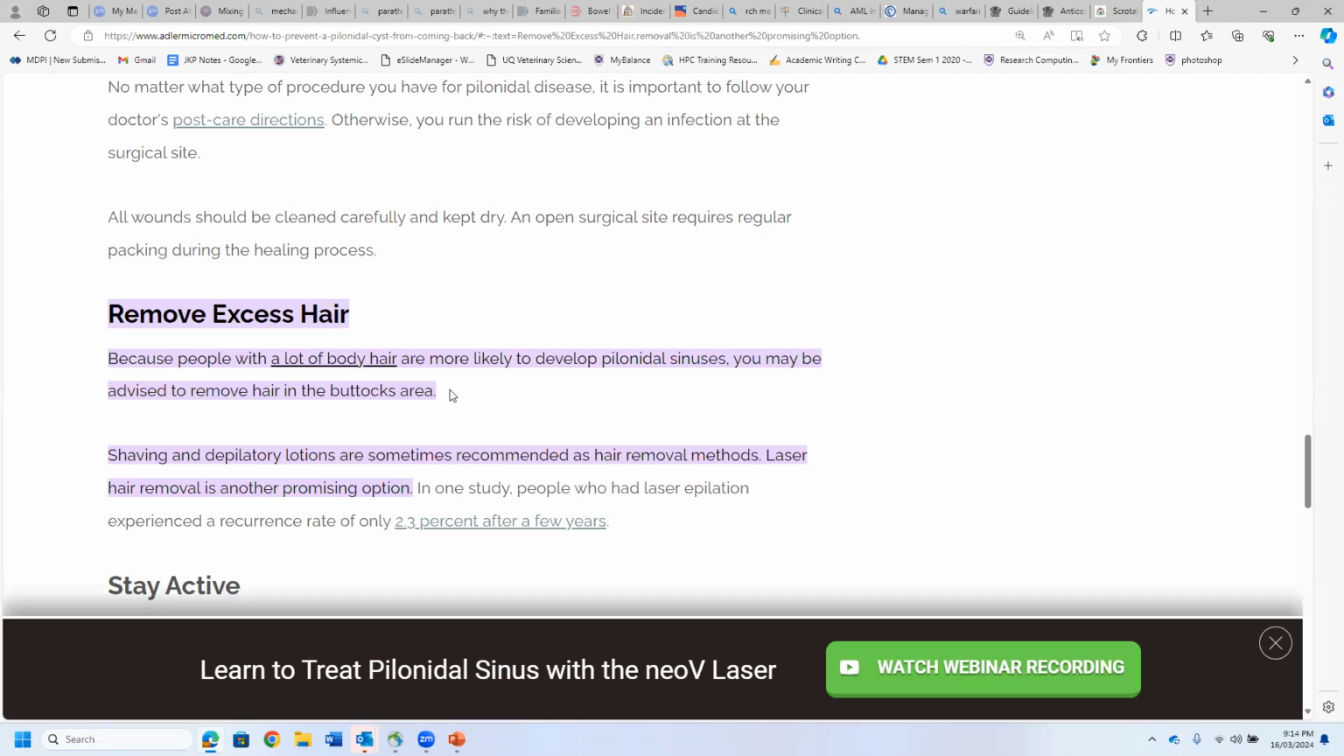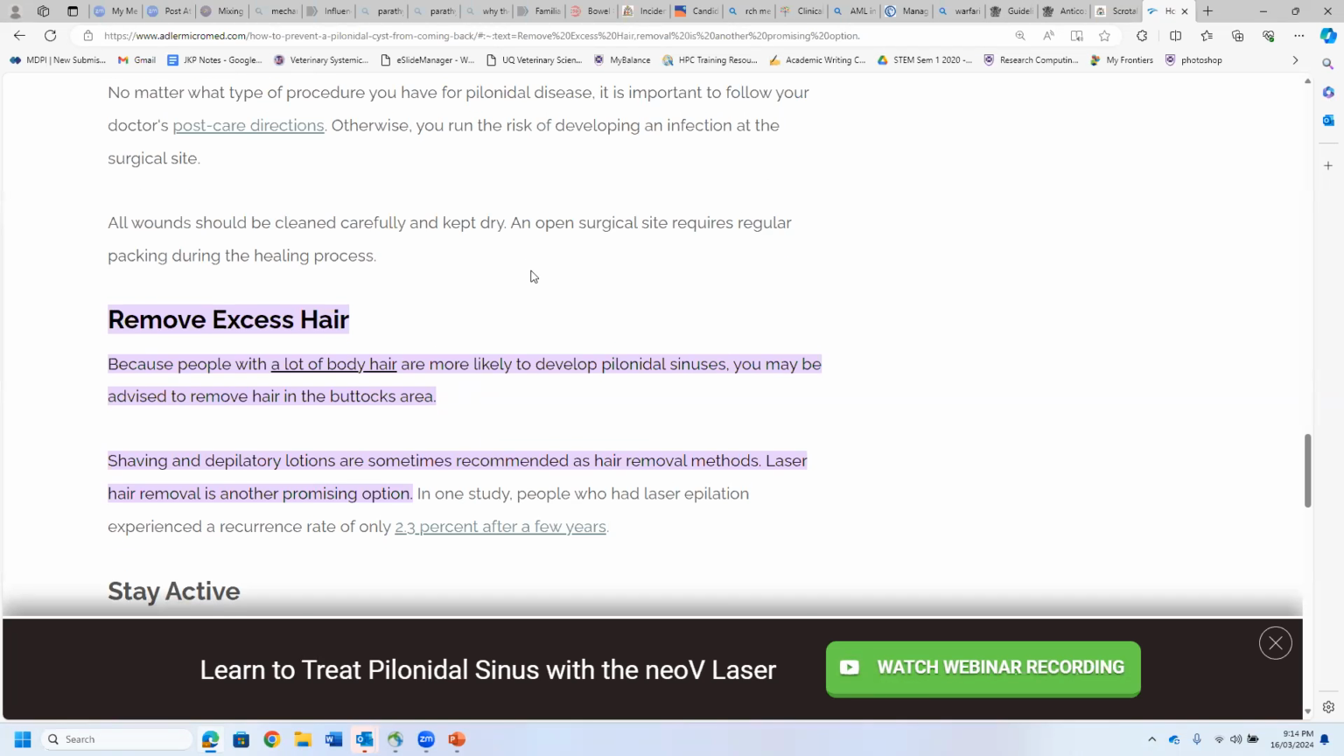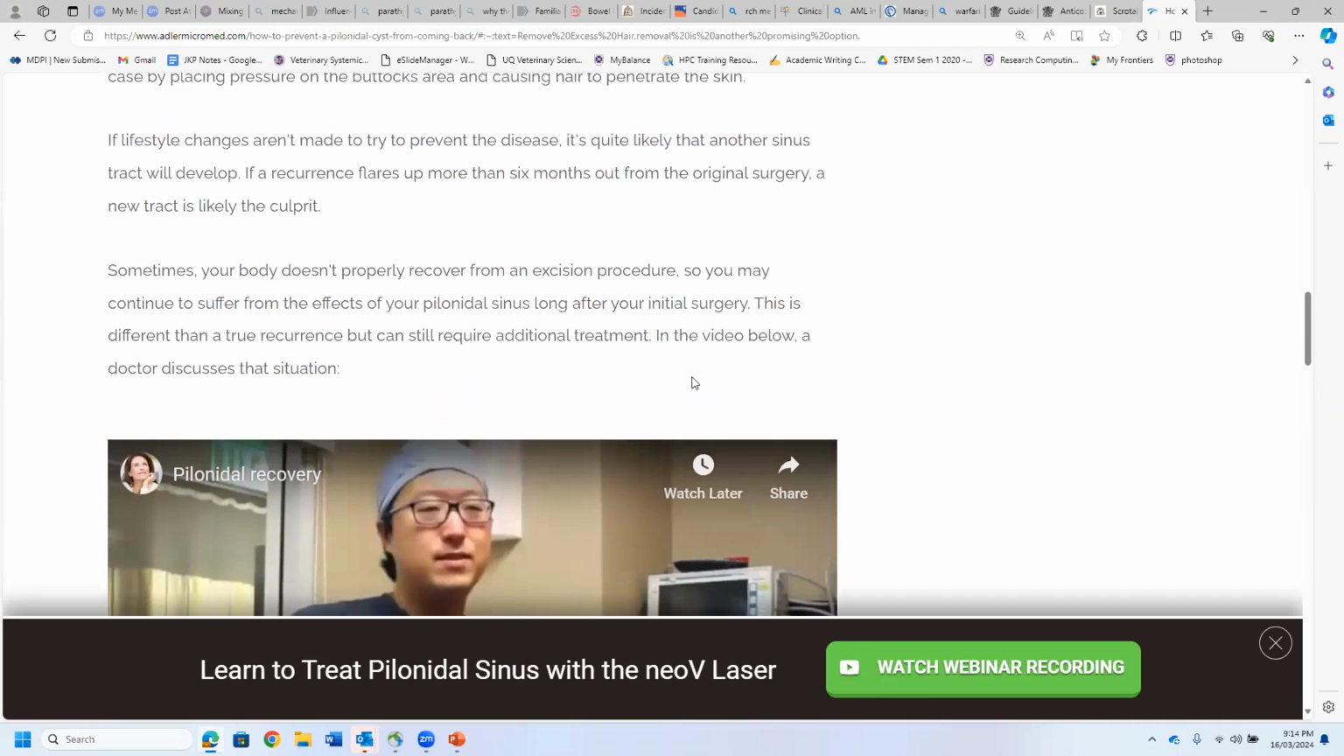Shaving and depilatory lotions are sometimes recommended as hair removal methods, but you can also get laser treatment. But laser treatment is not Medicare covered. Shaving is also not Medicare covered, but if it's a depilatory lotion, then it's prescribed. It's a prescription medication, so it's covered as well. Shaving is cheap, but laser is quite expensive. So these are the things we suggest to patients who have recurrent pilonidal sinuses.